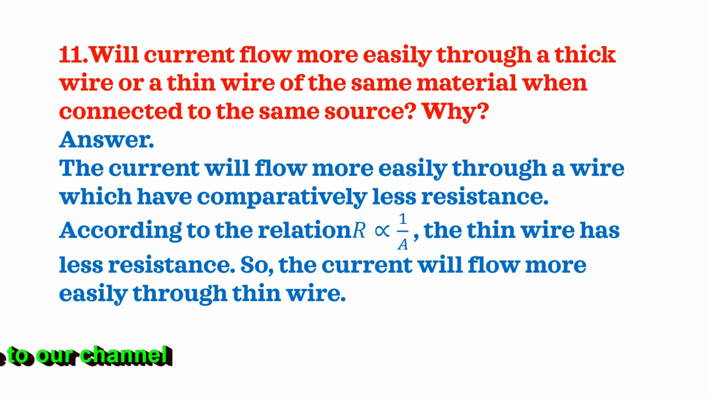Here R is inversely proportional to the area of cross section. If the area increases, the resistance will decrease. So the current will flow more easily through a wire which has comparatively less resistance. If resistance is less, the area will be more. So according to this relation, the thin wire has less resistance, so the current will flow more easily through the thin wire.